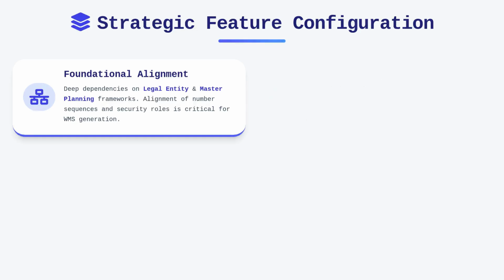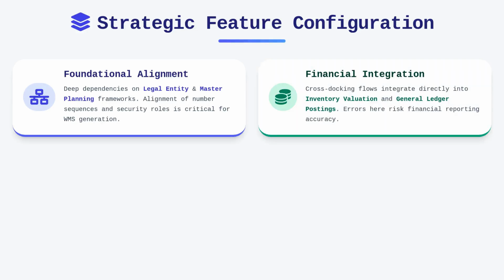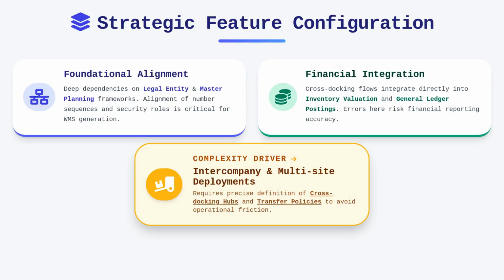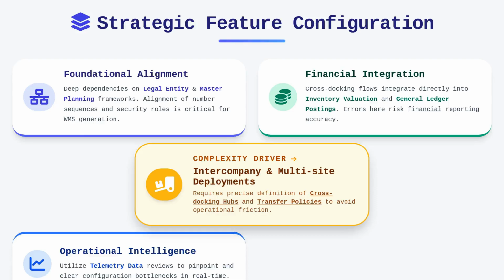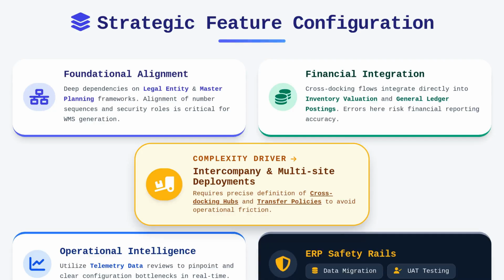Furthermore, cross-docking integrates with financial processes such as inventory valuation and general ledger postings, meaning any error here could impact your financial reporting. If you use intercompany trade or multi-site deployments, the complexity increases, necessitating a clear definition of your cross-docking hubs and transfer policies. You should regularly review telemetry data to identify where the configuration might be creating bottlenecks rather than clearing them. A successful implementation depends on this holistic view where data entity migration and user acceptance testing provide the safety rails for your enterprise resource planning environment.